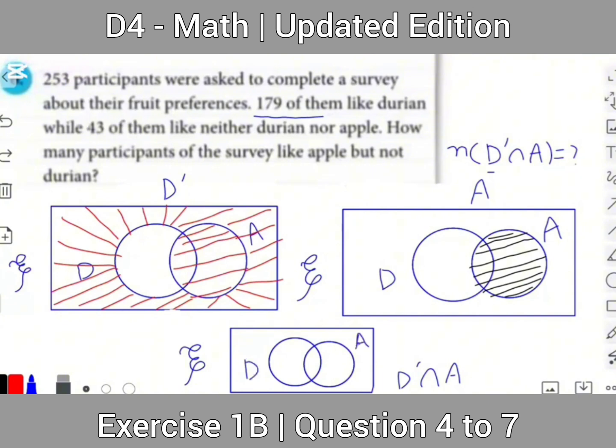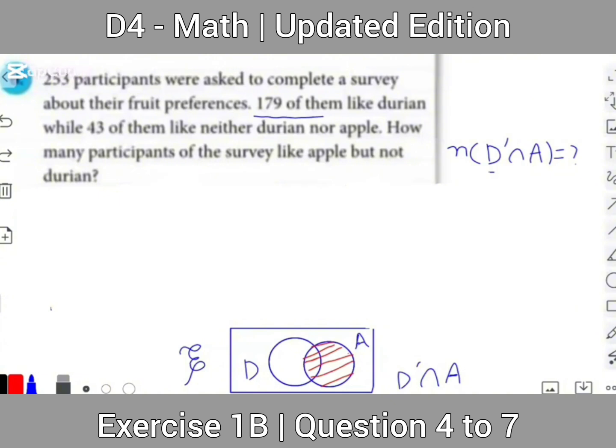And now we will identify the common region that is present in the first and second Venn diagrams. So this is the region that is present in both Venn diagrams. So this is the Venn diagram for D complement intersection A.